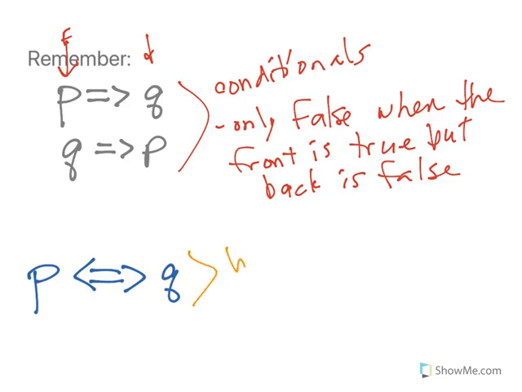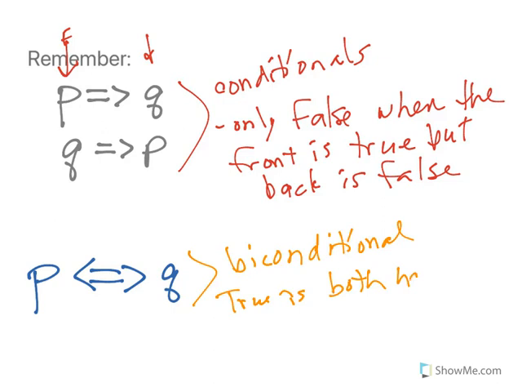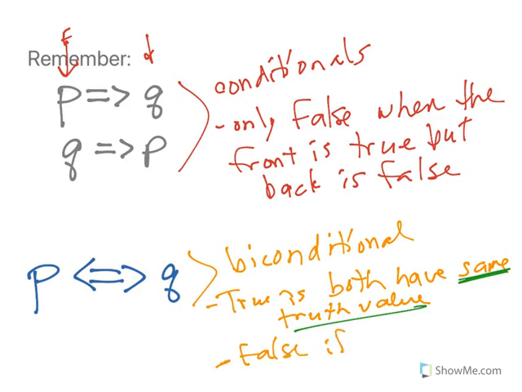Now, when we get down here, this is a biconditional. A biconditional is true if both have the same truth value. So two trues give you a true, and two falses give you a true. As long as they have the exact same truth value, then it's true. It is false if the truth values differ. So if you have a false, true or a true, false, that's when the biconditional is false. Okay? All right, let's do an example.